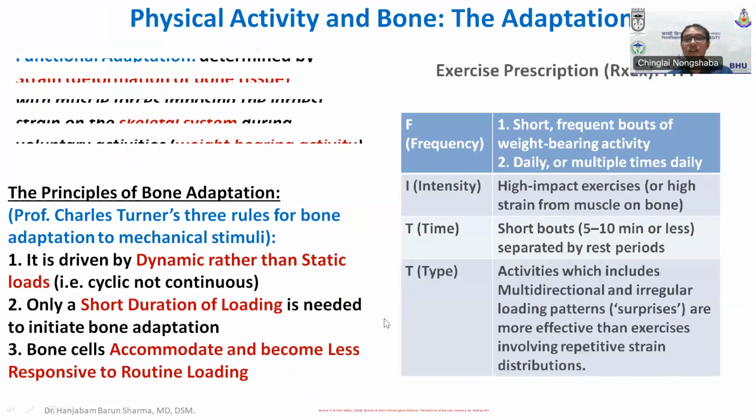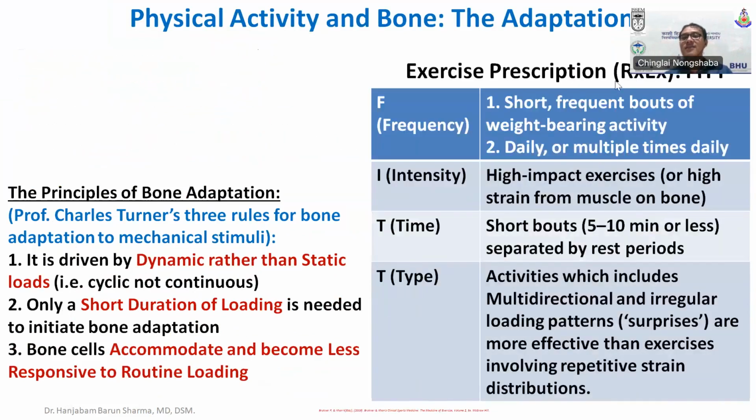So depending upon these three rules, we can do different exercise prescription and exercise design by following the principle of FITT: frequency, intensity, time, and type. Short frequent bouts of weight bearing exercise can be done daily or multiple times a day. Intensity has to be high impact exercise, or high strength from the muscle on the bone should be there. It can be of short duration, 5 to 10 minutes or less, separated by rest.